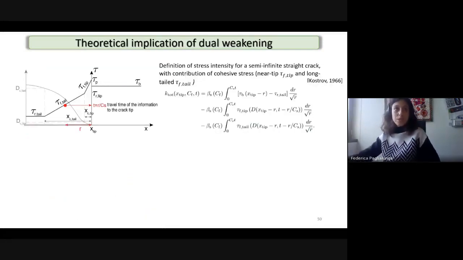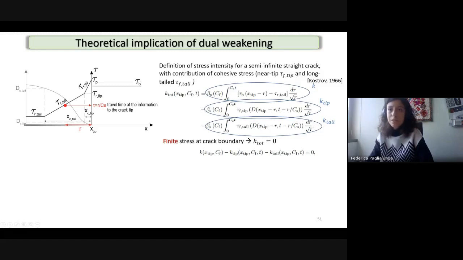So we studied it through the theoretical point of view, let's say. Already Kostrov in 1966 studied the influence of cohesive stress into the definition of a stress intensity factor. So what we did was to adapt his definition and to include not only a shear stress but a dual weakening cohesive stress, as we see here. So this is the definition of stress intensity factor, which can be split in different terms.